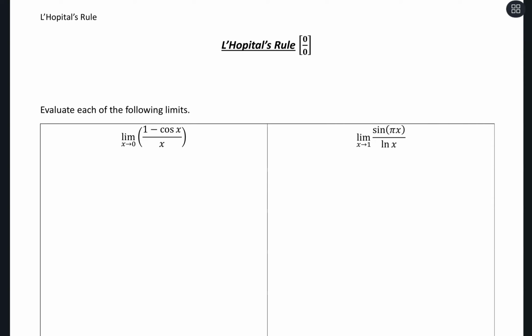So sometimes when we're evaluating limits, we can get stuck and we end up with something called an indeterminate form. In this video, we're going to talk about the indeterminate form of 0 divided by 0. And when that occurs, there's a little trick we can use. Or not trick, it's a rule, and it's called L'Hopital's rule.